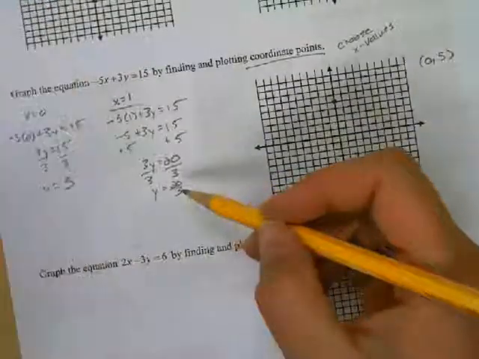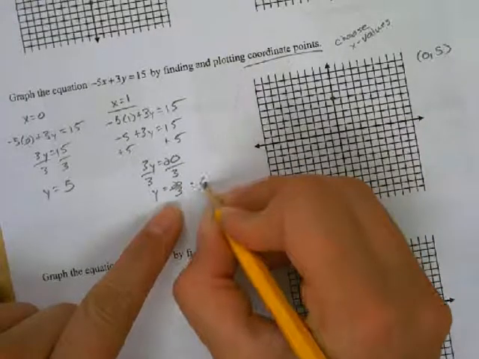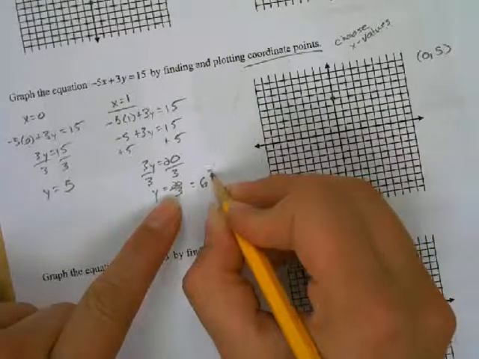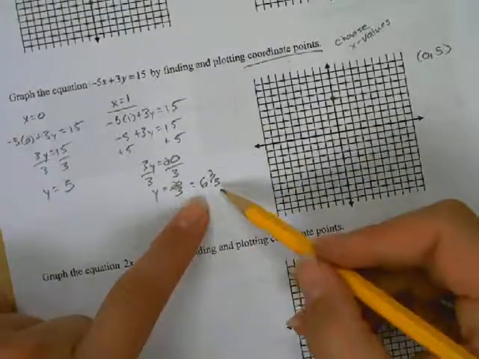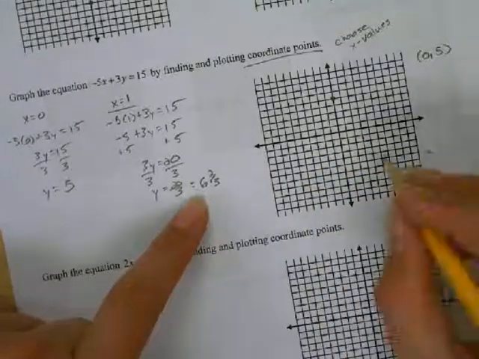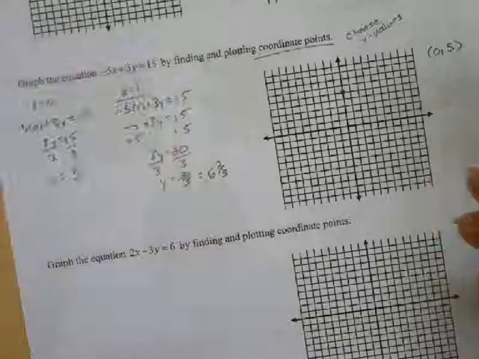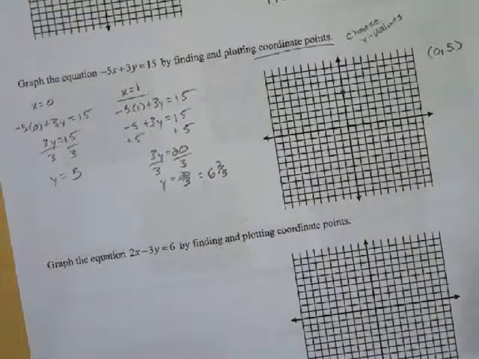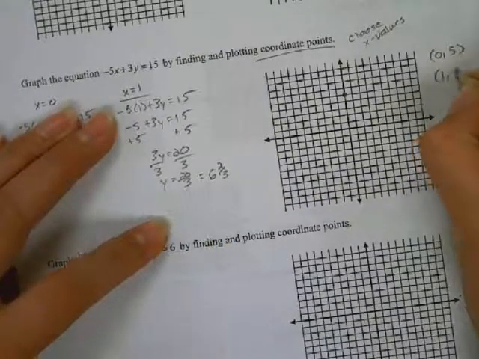What's easier is to convert this. 3 goes into 20 6 times, and I would have a remainder of 2 over 3. So changing it to mixed numbers. Remember, we did that in the very first unit. If you don't remember, go back and look at the notes for that. If you don't have the notes, it's okay. They're on my website. You're already on my website. Just find Unit 1 and look at the converting notes. So what this says is when x is 1, y is 6 2/3.